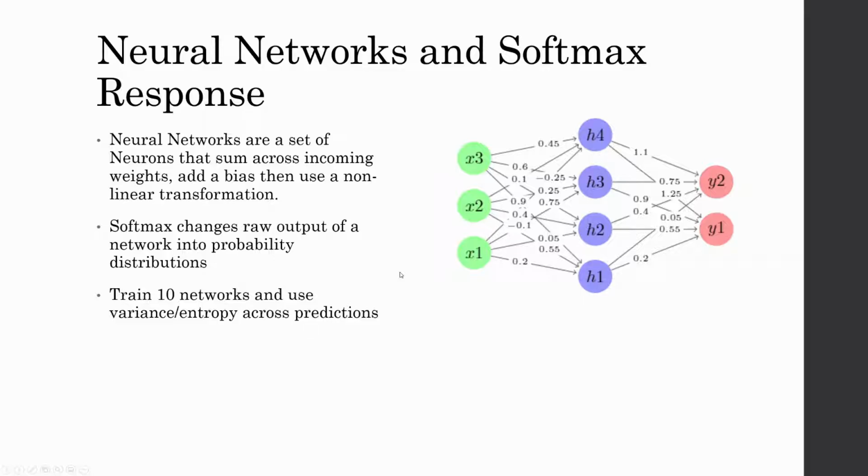And of course, the most obvious way to solve this issue is to just train 10 networks and use variance and entropy across the predictions and just average those predictions. And that's one of the best solutions we have to this problem. But that also requires us training 10 different networks, which can take a long time. So instead, we're going to look at a different method.